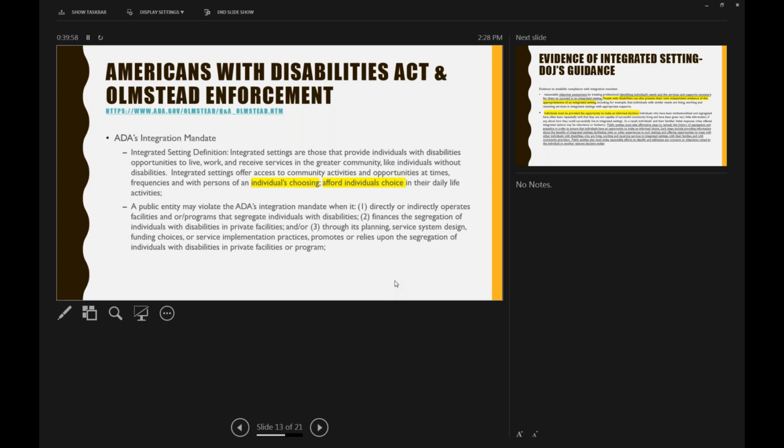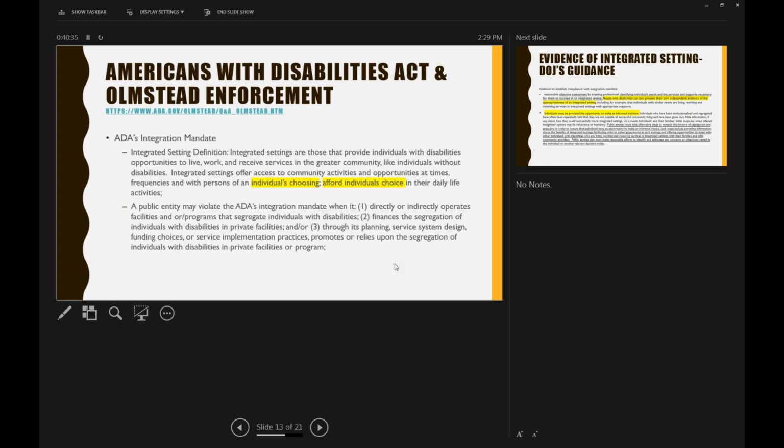The ADA also mandates that a public entity, which includes a program, may violate the ADA's integration mandate if it directly or indirectly operates facilities and/or programs that segregate individuals with disabilities. It may also violate the mandate if it finances the segregation of individuals with disabilities in private facilities, and/or through its planning, service system design, funding choices, or service implementation practices, promotes or relies on segregation of individuals with disabilities in private facilities or programs.